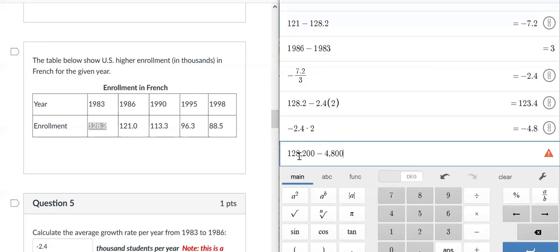Oh, Desmos doesn't like my comments. Why not? Comments are cool.